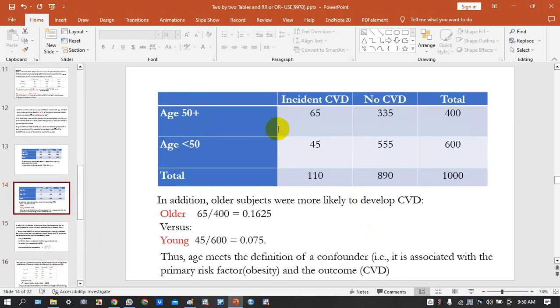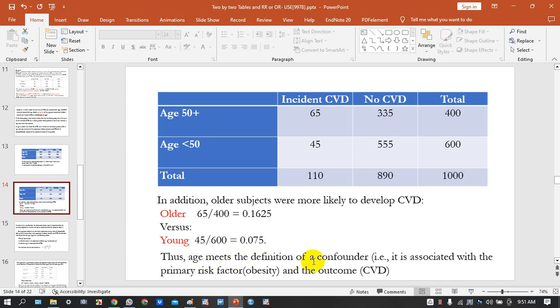Let's look at the association between age and cardiovascular disease. The older you get, the more likely you are going to get hypertension, which is a form of cardiovascular disease. So, in addition, older subjects were more likely to develop cardiovascular disease. So we have 65 over 400, giving us an incidence of 0.1625. Then the incidence among the younger ones, less than 50 years, we have 45 over 600, giving us 0.075.